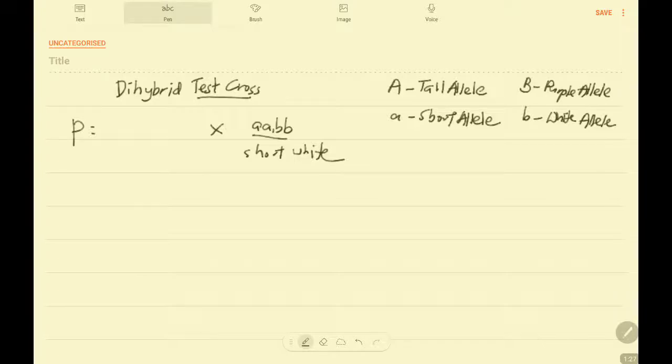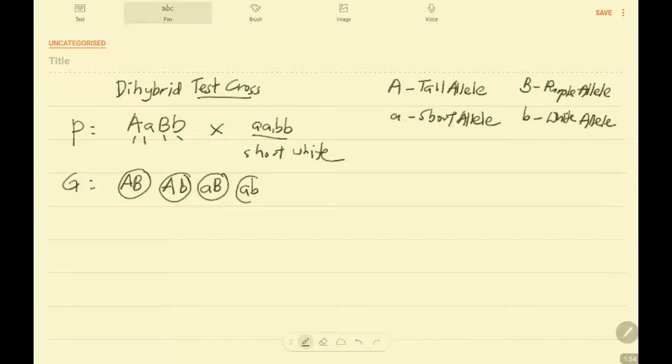So let's say this one has big A, small a, big B, small b. Okay, so what are the gametes from this? For this case, heterozygous, so they come up with four different possibilities of the gametes: big A, big B, big A, small b, small a, big B, small a, small b.